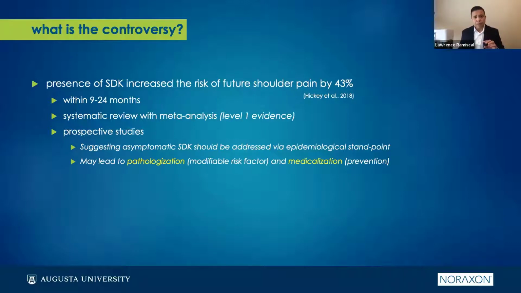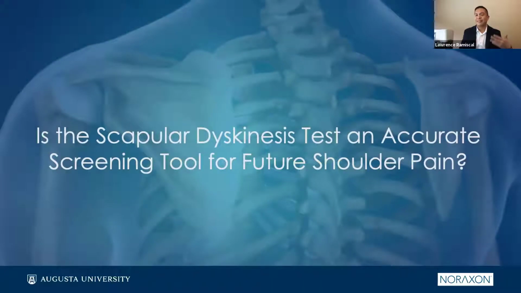So that's the reason why I say we need to hold on to this. The first question that came to my head is, before moving forward and making that decision to start intervening with the asymptomatic, is the scapular dyskinesis test a good test on asymptomatic individuals? That's the title of my presentation: whether it's accurate as a screening tool for the asymptomatic people that will develop shoulder pain in the future. So that's the first question.